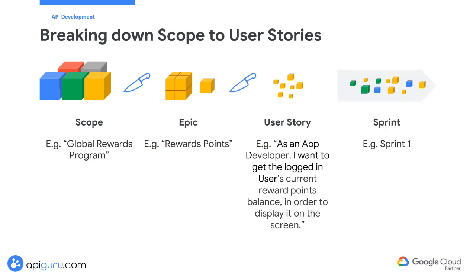Once we've broken down the scope and epics into sufficient user stories, we can assign them to upcoming sprints. It's unnecessary to slice all scope and epics into user stories simultaneously. Instead, prioritize what's most important for development.